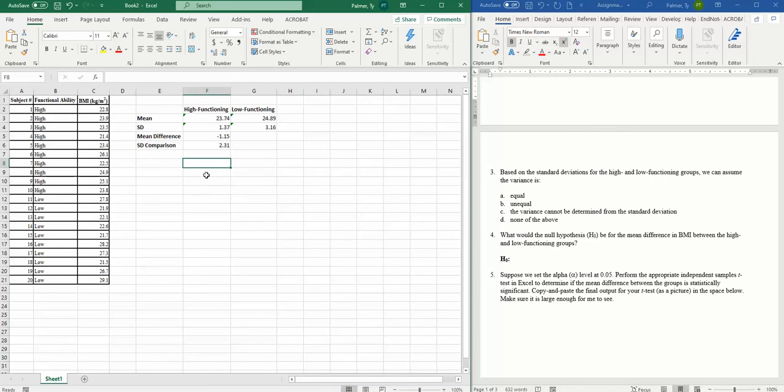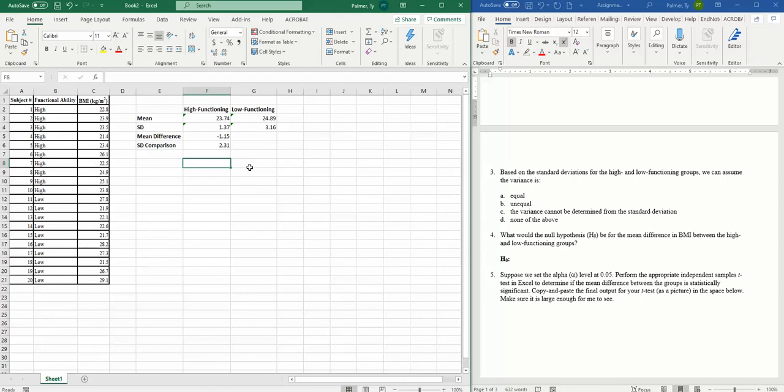Now, if you refer to the PowerPoint, again, it talks about this. If we get a standard deviation comparison of greater than 2, what does that mean? Just like in this example, we got a standard deviation comparison of 2.31. That's greater than 2. What does that mean? Basically, what that means is that our larger standard deviation, which was for the low functioning group here, this 3.16, is more than twice as large as the standard deviation for our group 1, which is our high functioning group. This just so happened to be the smaller standard deviation for group 1.